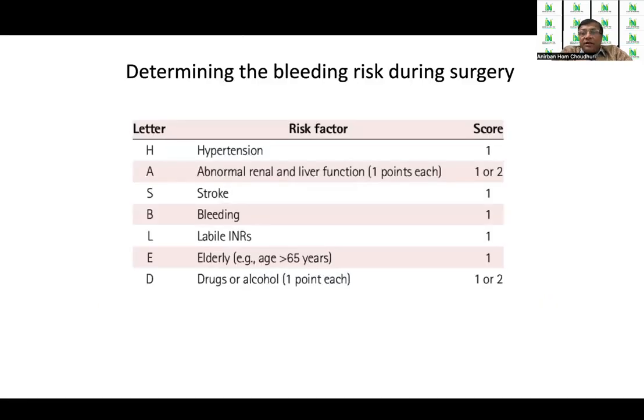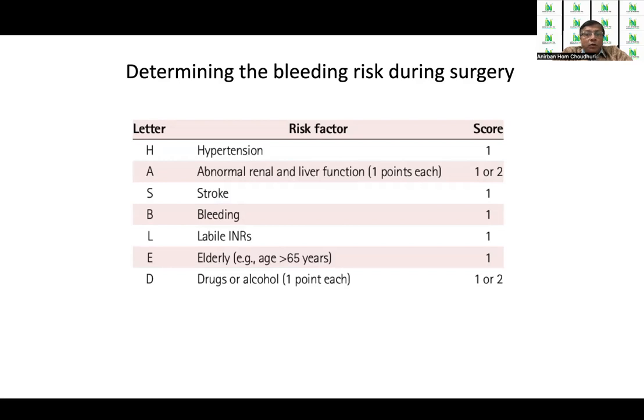Now, that was the risk of thromboembolism. Now, how to determine the bleeding risk during surgery? Here also there is a score which is called the HAS-BLED score. H stands for hypertension, score is 1. A stands for abnormal renal or liver function. 1 point is attributed to each. So the score will be 1 or 2 depending on the involvement of either renal or liver or both the organs.